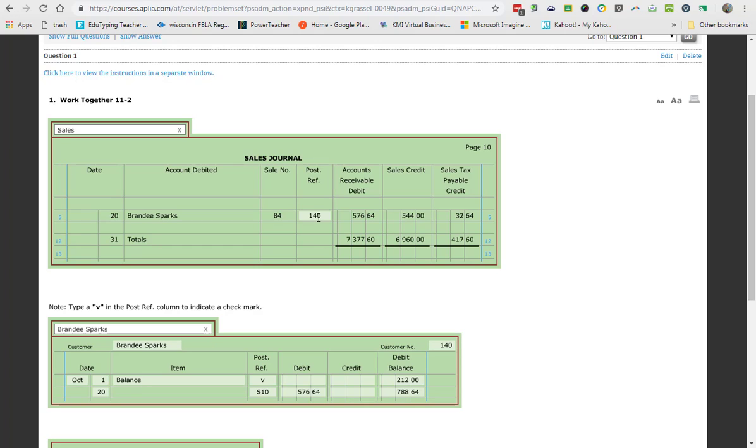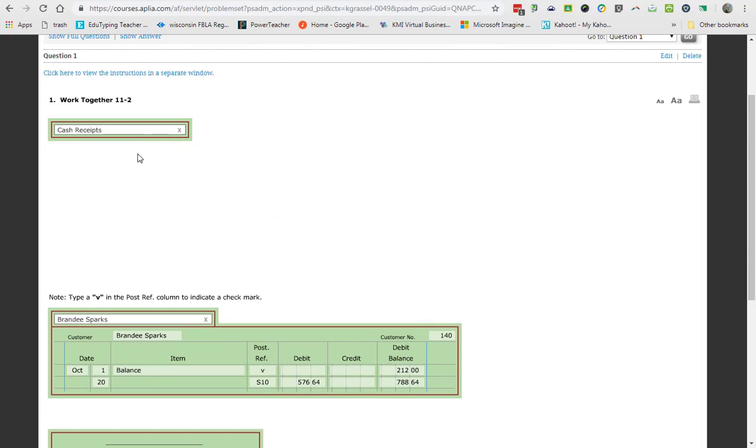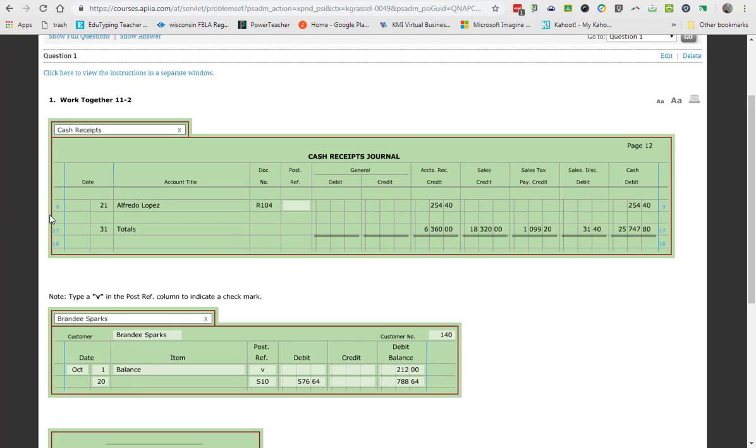Instruction number 3 tells us to go to our cash receipts journal. So I'm going to go to my cash receipts journal, and I'm going to be taking a look at line 9. Now, when we take a look at line 9, you can see in the account title it tells us Alfred Lopez. All right, Alfred.